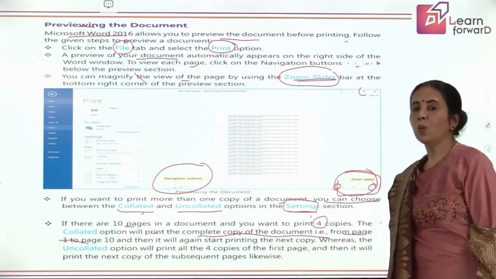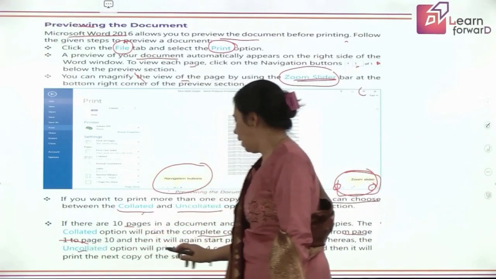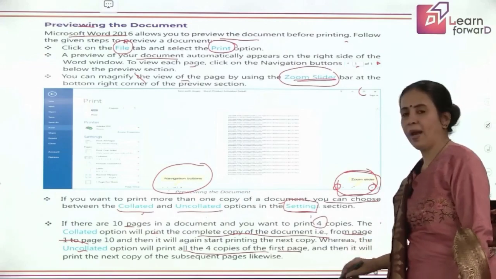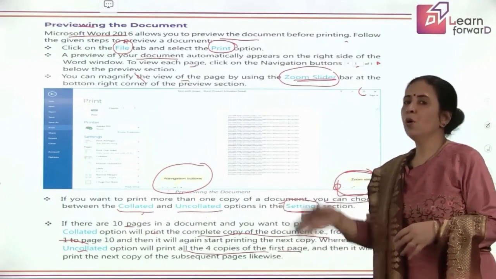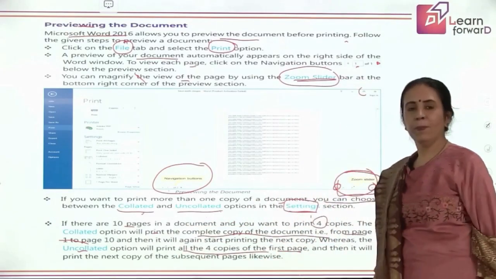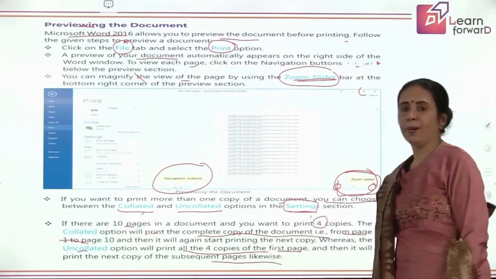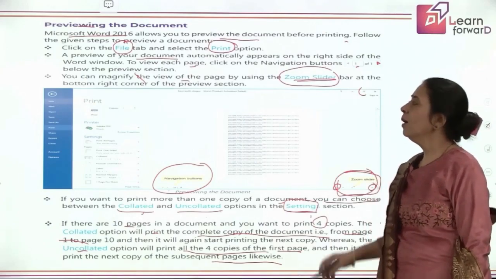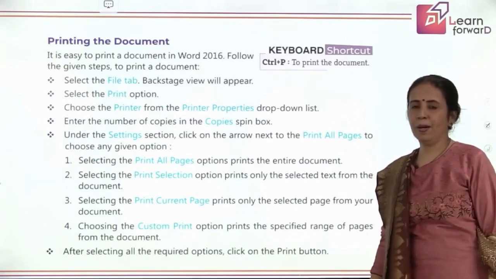Now, what about uncollated? When you talk about uncollated option, it will print all the 4 copies of the first page and then 4 copies of the second page, 4 copies of the third page. That's called the uncollated form of the printing. And this way, the subsequent pages will be printed one after another. Such a nice feature. We can use these tools as per our requirement.